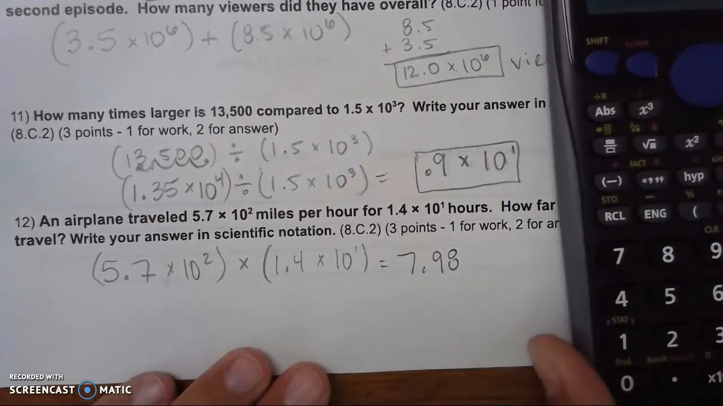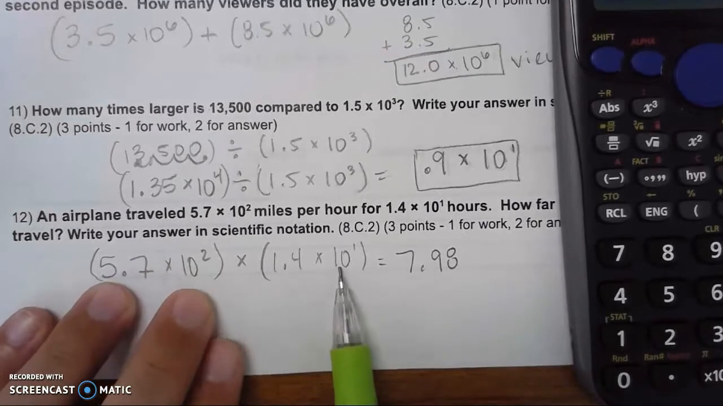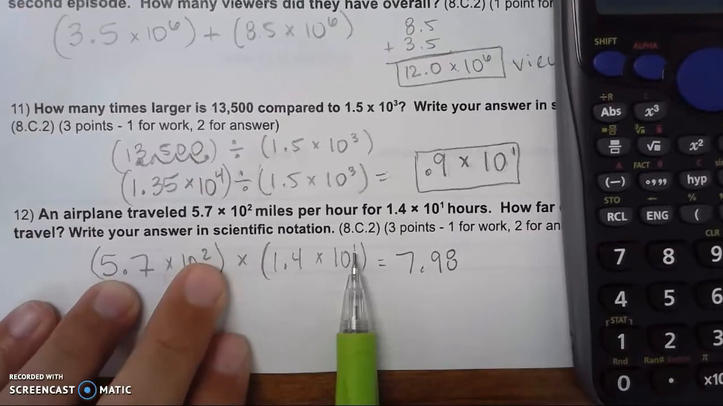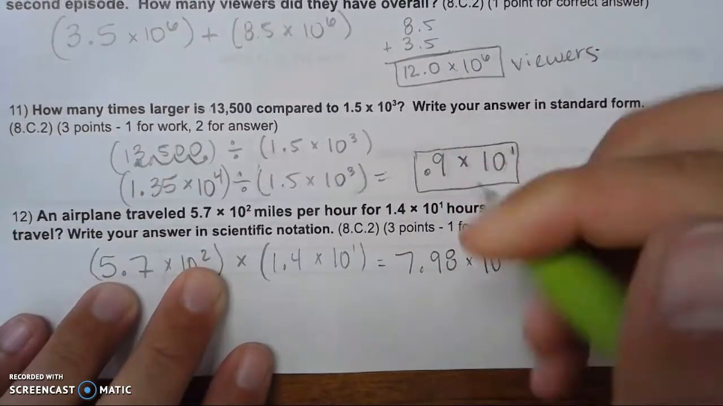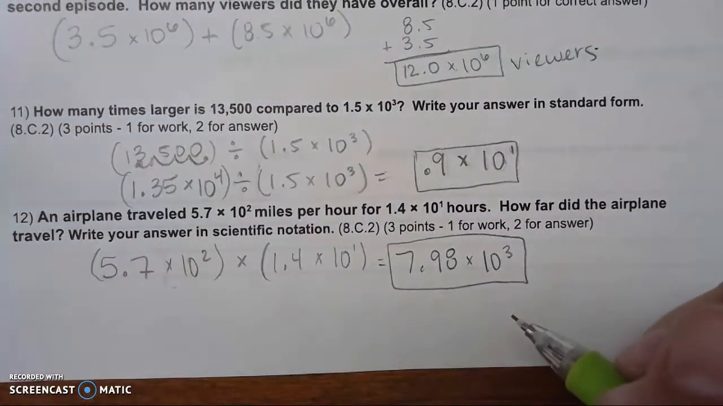And then multiply your exponents. So we have a base of 10. And then we add our exponents since we are multiplying. So 2 plus 1 is 3. So my answer is 7.98 times 10 to the third power.